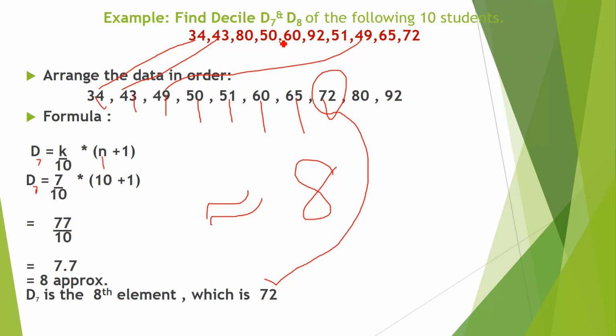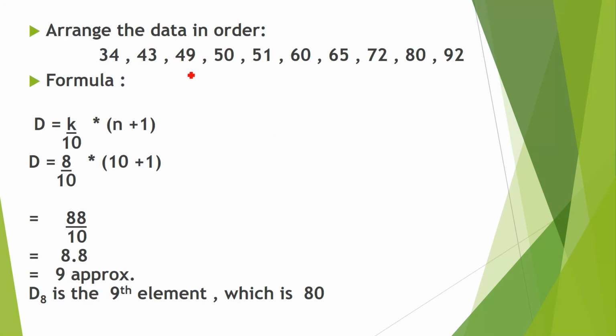If someone asks you decile 8, we will do the same thing again. You have to arrange the data in order, and this is the same formula. Decile 8, K over 10 multiplied by N plus 1. We have 10 elements, so 10 plus 1 multiplied by 8. Why 8? Because we are calculating decile 8. So 88 divided by 10, which is equal to 8.8.